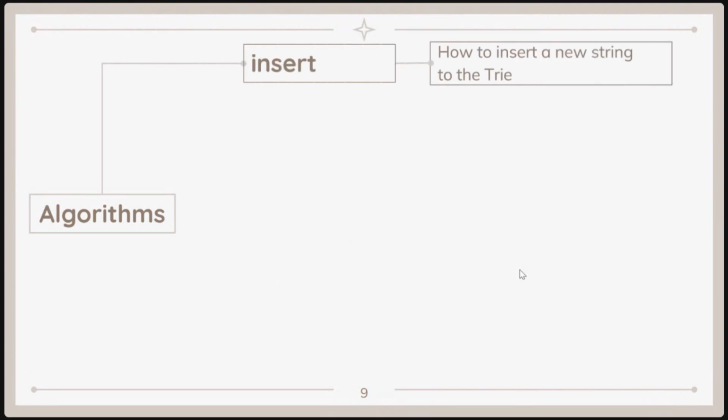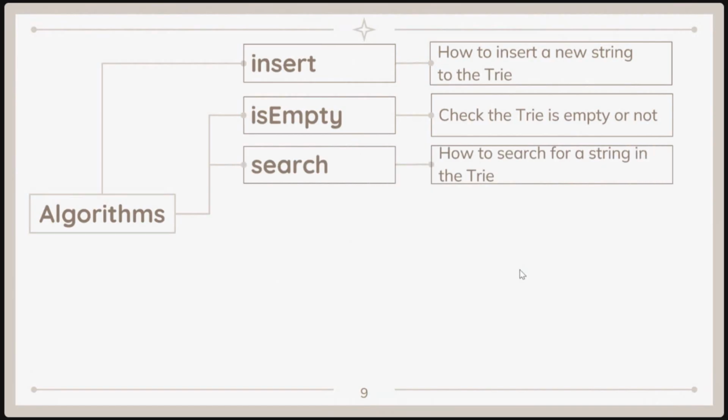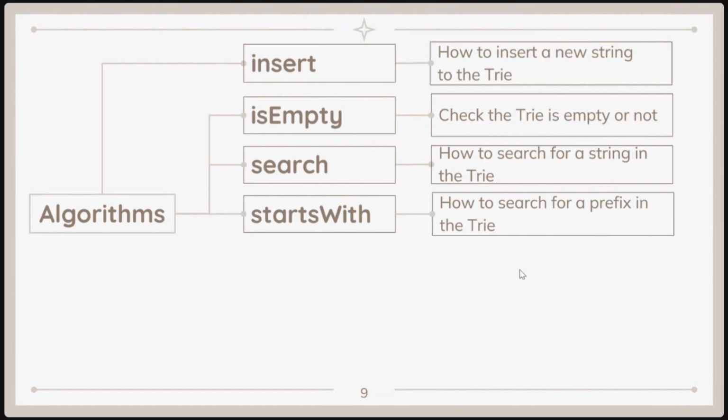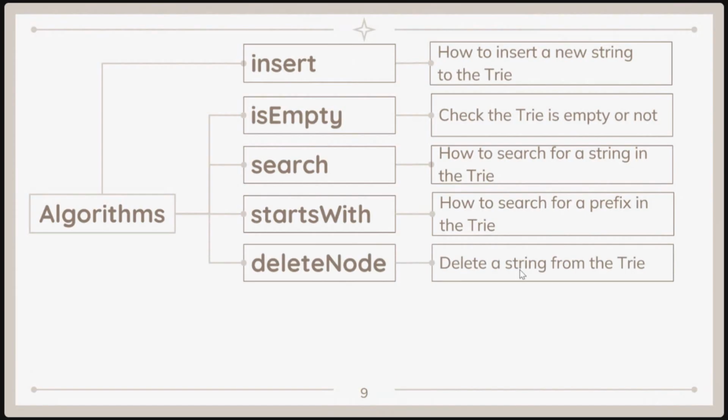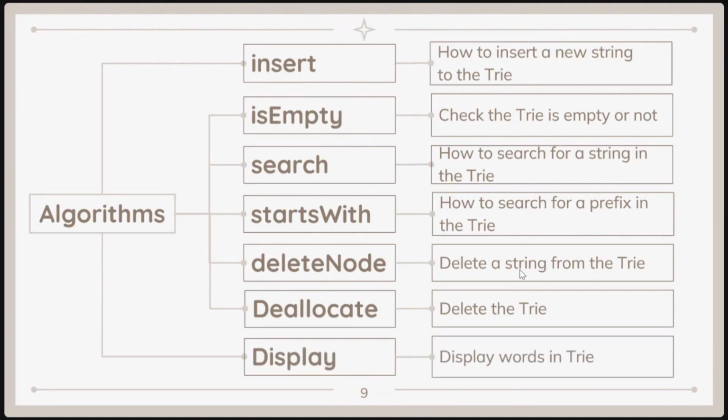It consists of: insert, which is how to insert a new string into the Trie. IsEmpty, to check whether the Trie is empty or not. Search is how to search for a string in the Trie. StartsWith is how to search for a prefix in the Trie. Delete node is to delete a string from the Trie. Deallocate is to delete the Trie. And the last one is display, to display words in the Trie.